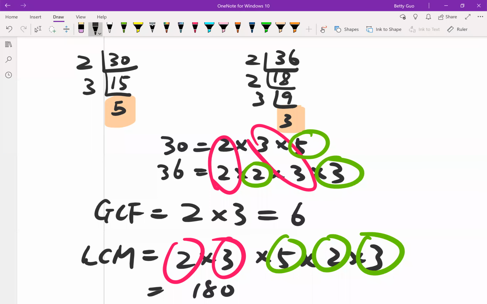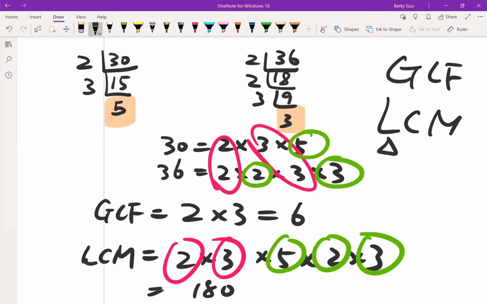So make sure you know GCF stands for greatest common factor. So it's a smaller number. When you look for GCF, you are looking for a smaller number. LCM, even though the first word is least, you are looking for a bigger number. It has to be a common multiple for both. All right, so that is number 26.